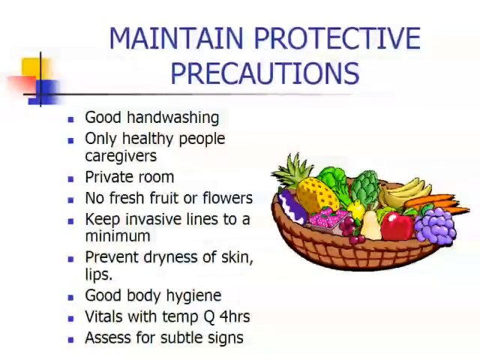Good hand washing is a must. They can only have healthy people as caregivers. They need to be in a private room to protect them from other people. No fresh fruit or flowers because of the bacteria or viruses that may be attached to them. You want to keep invasive lines to a minimum. Prevent dryness of the skin and the lips. Good body hygiene. Their vital signs with their temperature every 4 hours. Assess for subtle signs that they may have a problem before they actually get septic.